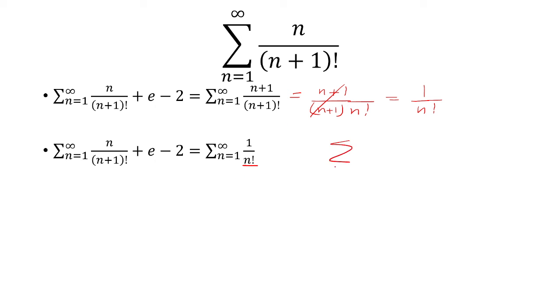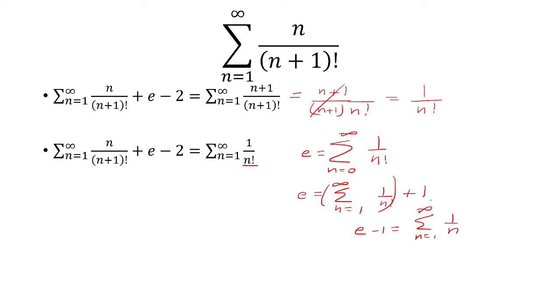Recall that e is the sum from n equals 0 to infinity of 1 over n factorial. But here I have n equals 1, so I'm skipping that first term. That first term, n equals 0, is 1. So I'm going to have to add 1 to this in order for it to be e. In other words, e minus 1 will be the sum from n equals 1 to infinity of 1 over n factorial. Okay, so that's why I have e minus 1 here.